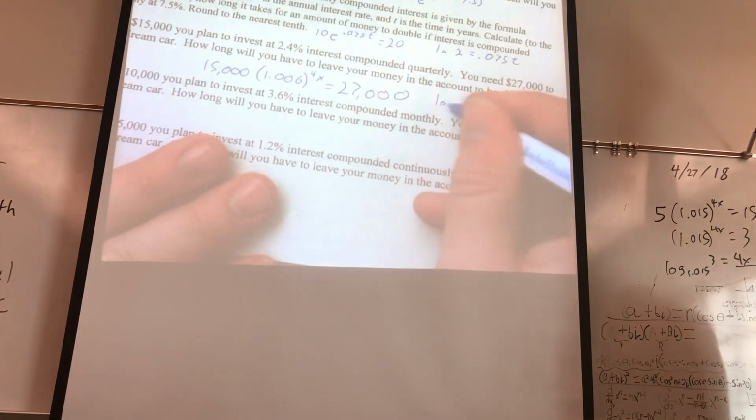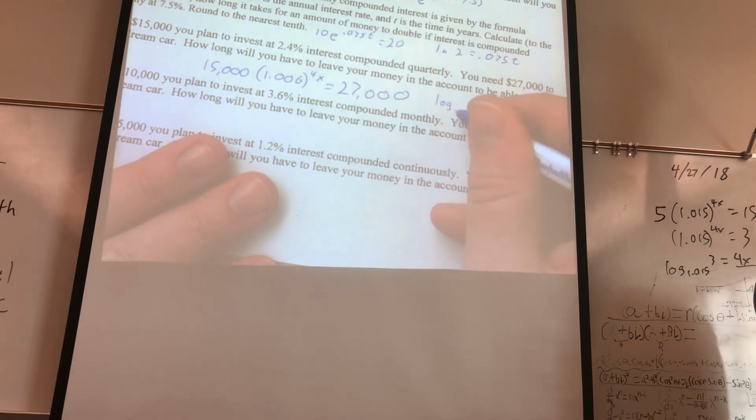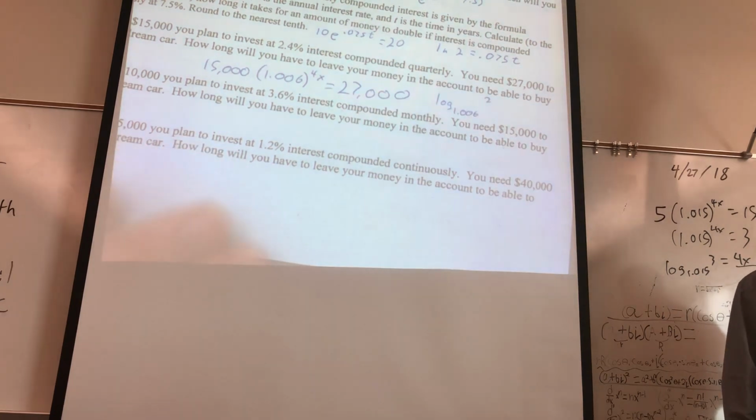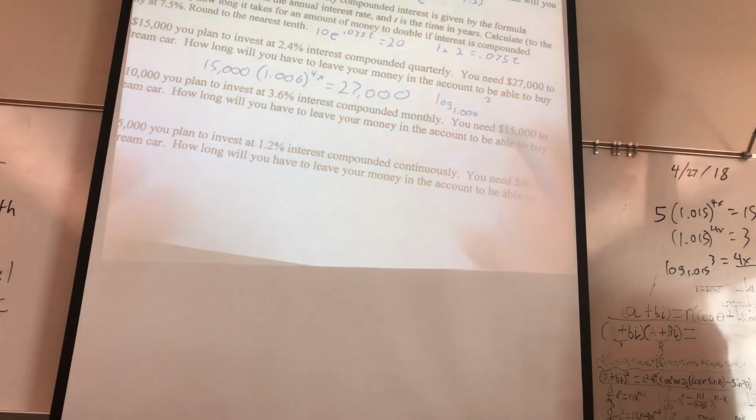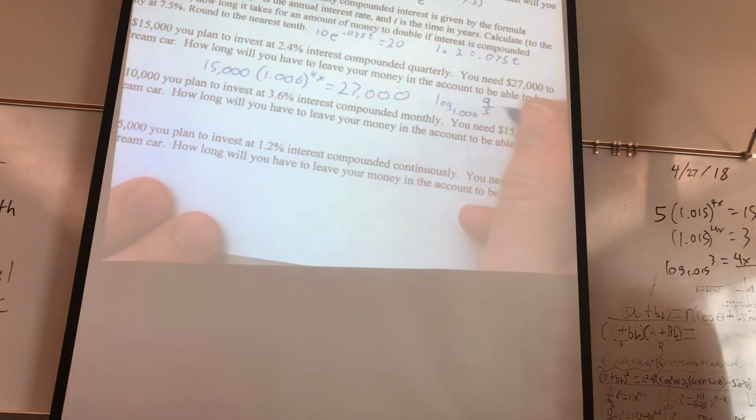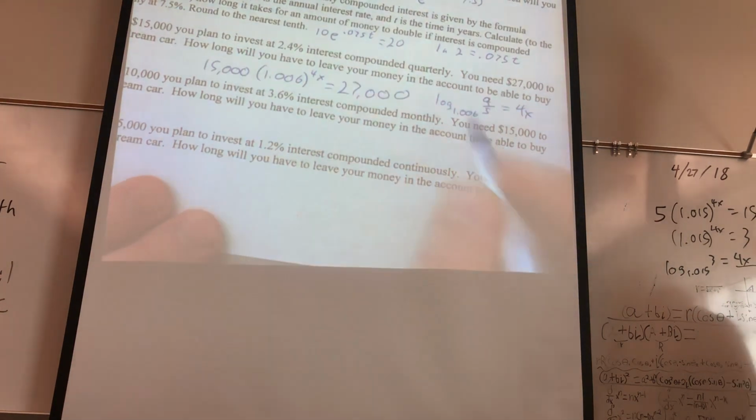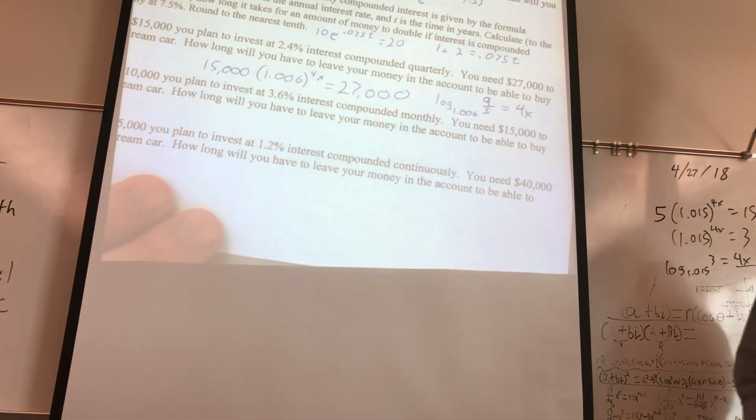So this is going to be the log base 1.006 of 27 and 15, which are both divisible by 3. That'd be 9 over 5. So 9 over 5 equals 4x. So get this number divided by 4.